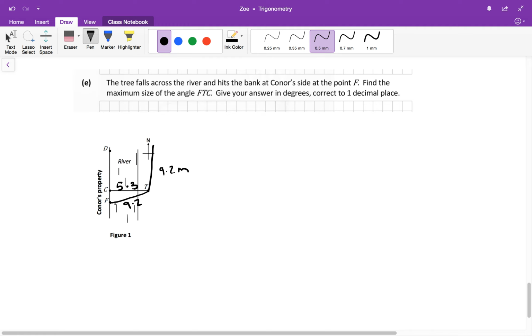So if you imagine when it falls at F there, that's the exact top of the tree, and then at T is the exact bottom of the tree. And that's a maximum of this angle. Because if you were to come any further in this direction, it would fall into the water. And any further in that direction, you'd be talking about it hanging over the edge. So the 9.2 would be bigger than that F there. Okay, so I hope that makes sense. I'll just take all this out.